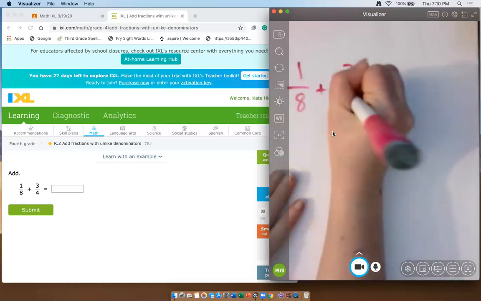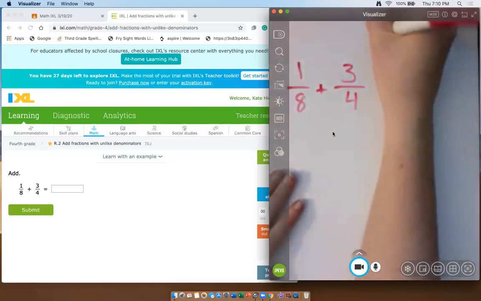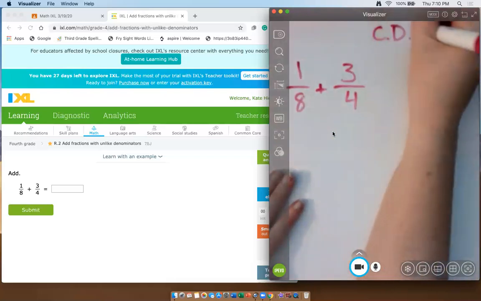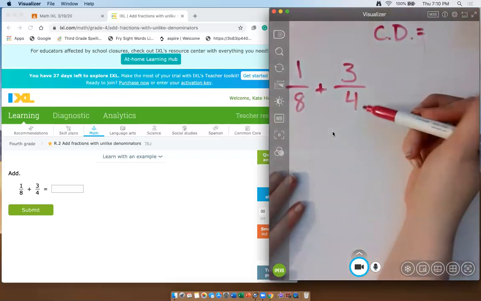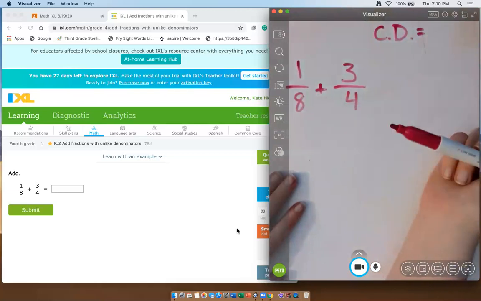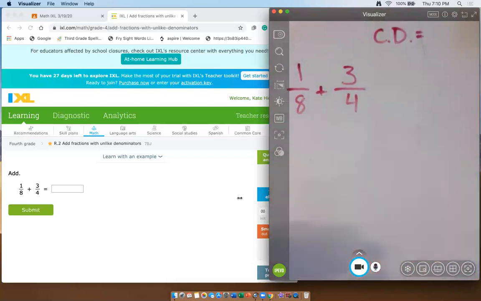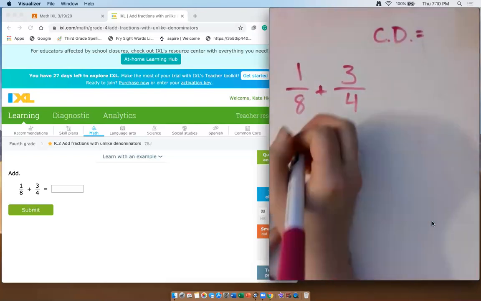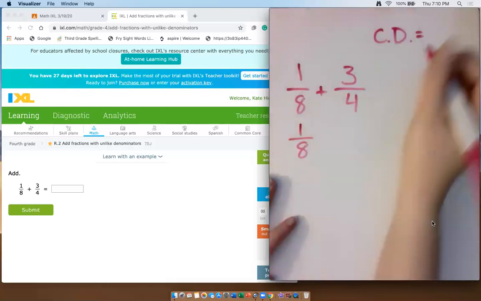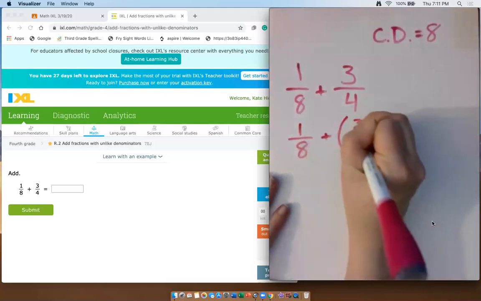And before I do anything else, I have to get a common denominator. In order to get a common denominator, I need to check and see if my smallest denominator can go into my biggest denominator evenly. So in this case, does 4 go into 8 evenly? By evenly, I just mean without a remainder. And yes, in this case it does. So 1/8 is not going to change because 8 is going to be my common denominator. But I am going to have to change 3/4.